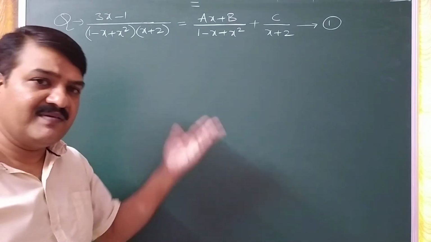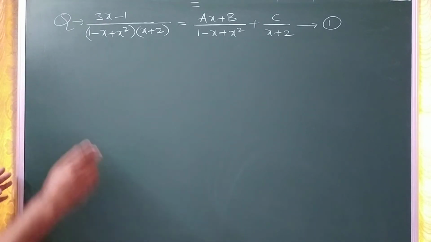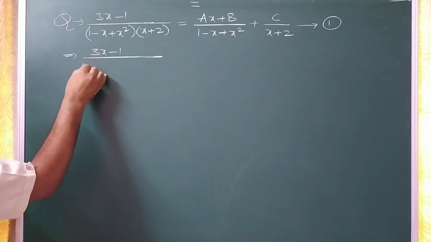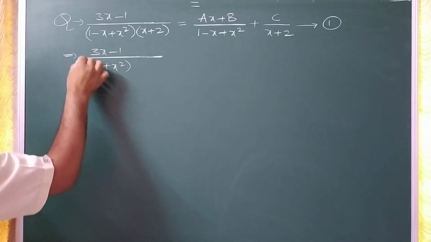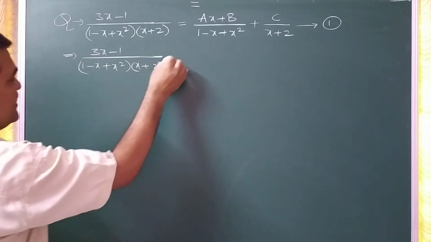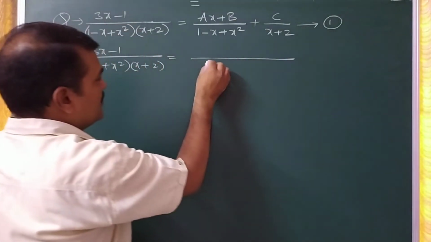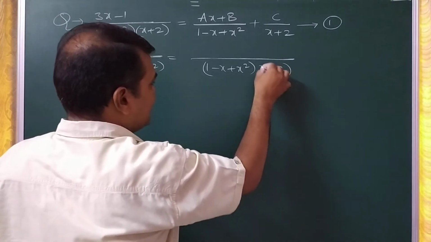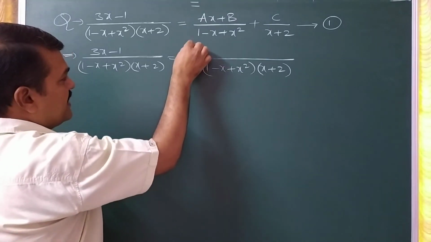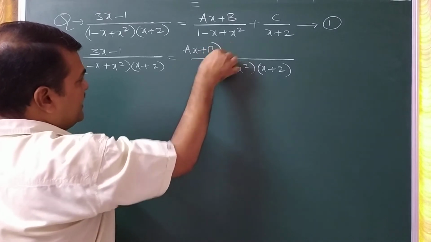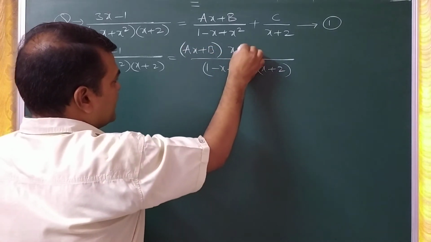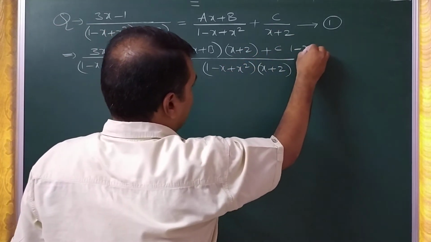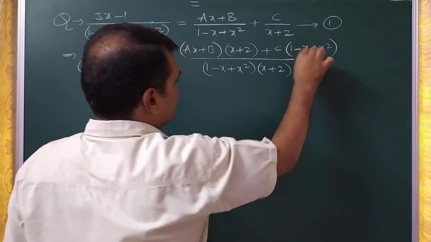Simplification process normally will take LCM and simplify, same process. So what you do is, in the RHS side, LHS must be same. In the RHS side, take LCM. So 1 minus x plus x square into x plus 2 is the LCM. So in the first part you will get ax plus b multiplied with x plus 2. Next part you will get c into 1 minus x plus x square.